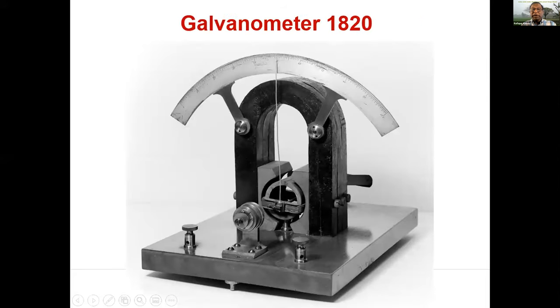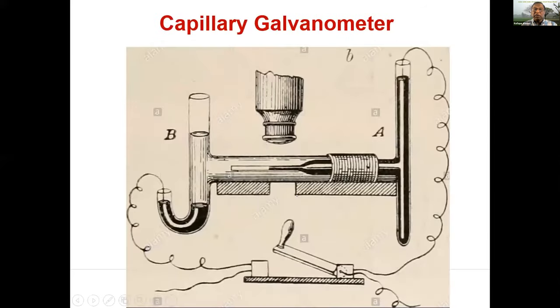And this is the early galvanometer that was made to detect electricity. It had no medical use. It was then converted to a capillary galvanometer. It was interesting. It's a horizontal machine. On this side, there is mercury. On this side, there is sulfuric acid. And if there is electricity, this will move. And they will take a picture with the camera, and that will come up with the tracings.